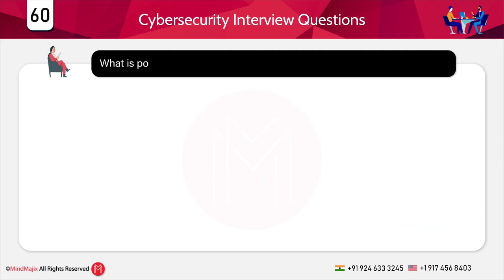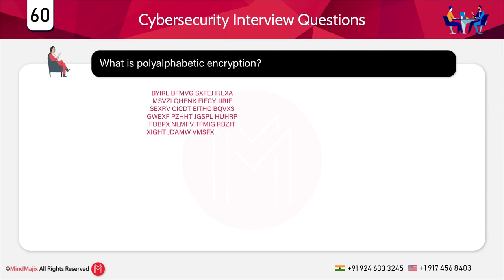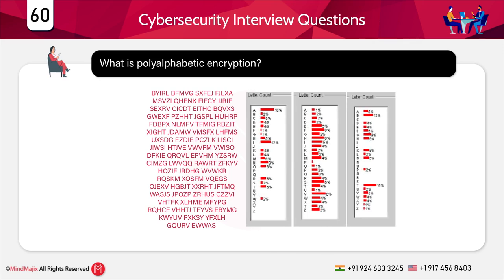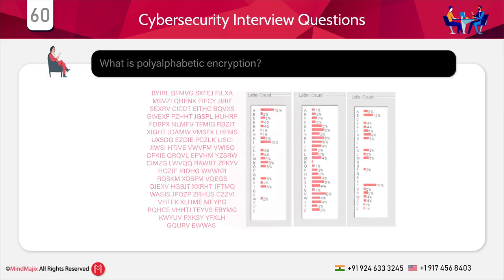Next, what is polyalphabetic encryption? Polyalphabetic encryption is a method of encryption in which we do not depend on one alphabet for the output. For example, if X always yields A, then it is monoalphabetic encryption. But what happens if X can yield A as well as B, C, D? It could yield any other alphabets too. That is known as polyalphabetic encryption.